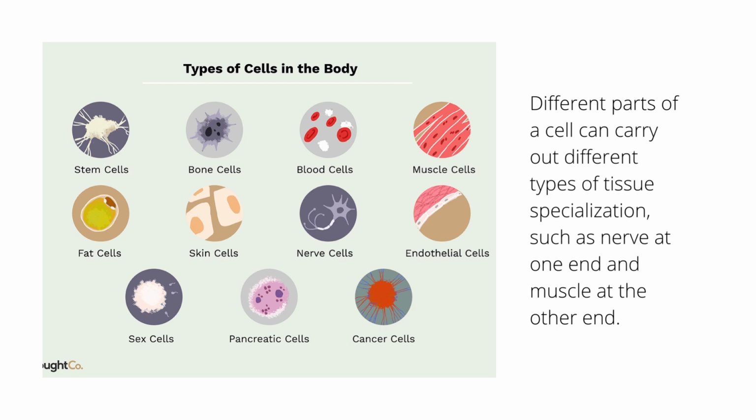The emerging cells are discrete entities without intermediates. For example, a transitional form between a muscle cell and a nerve cell is never seen. Neither can different local parts of a cell carry out different types of tissue specialization, such as a nerve cell at one end and a muscle cell at the other end.